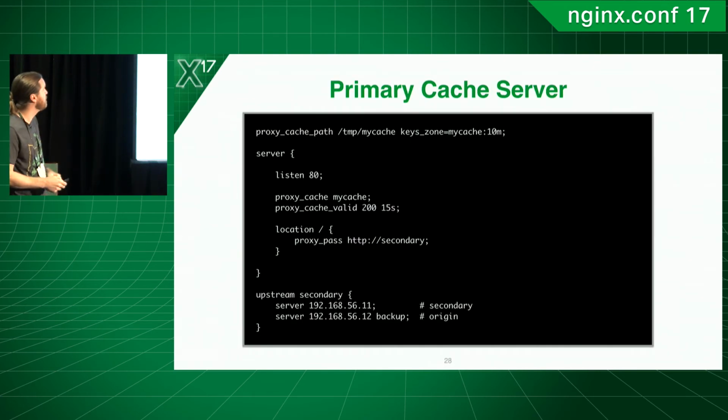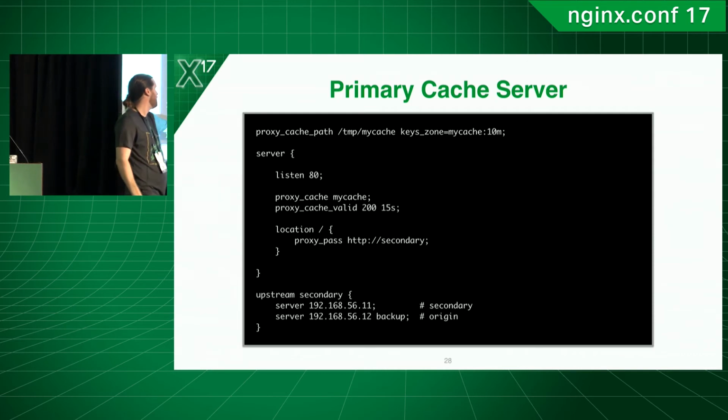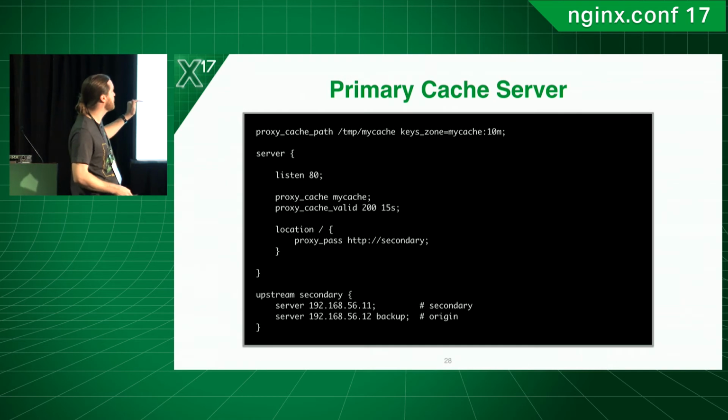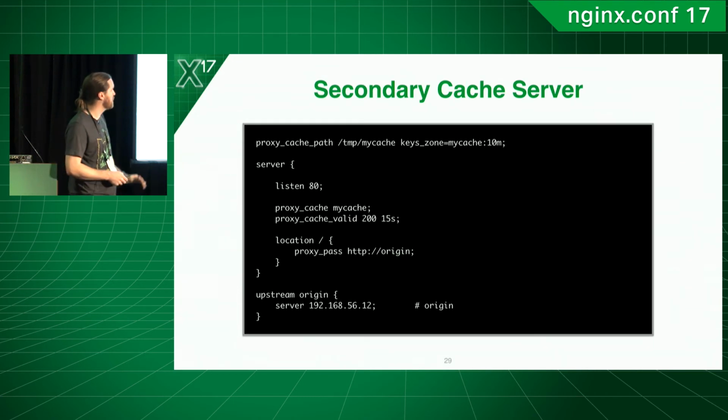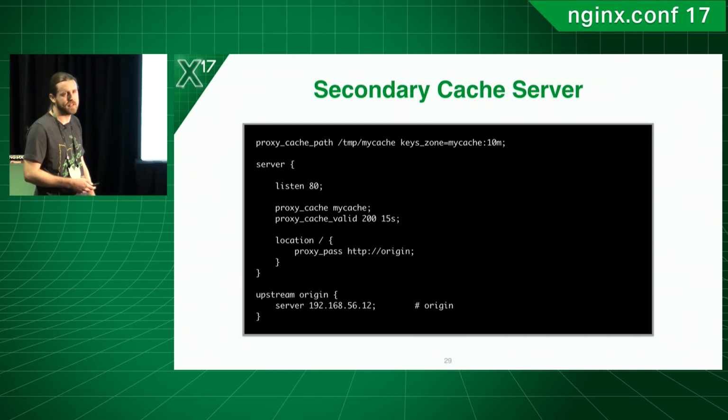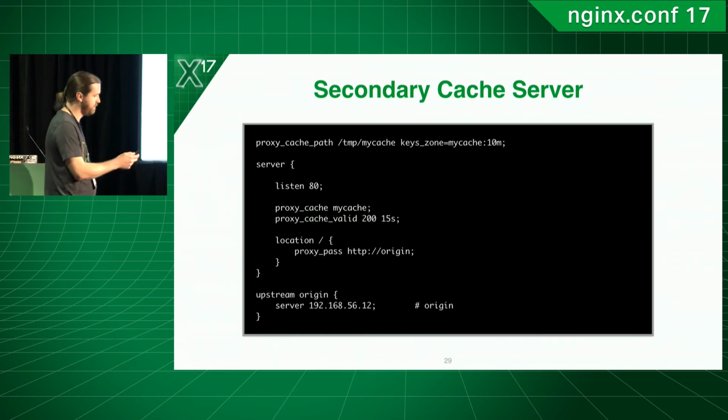The configuration looks very simple on the primary cache server. In the upstream group, we're just setting a backup. This backup is the origin, right? So if for some reason that secondary server goes down, is unreachable, has an error, whatever, the primary cache server is just going to fail over to that origin server. And then on the secondary cache server, we're just talking directly to the origin server. Nothing special. It's pretty much the same configuration as before, but we're obviously stripping out the secondary server because it's going to proxy right to the origin.